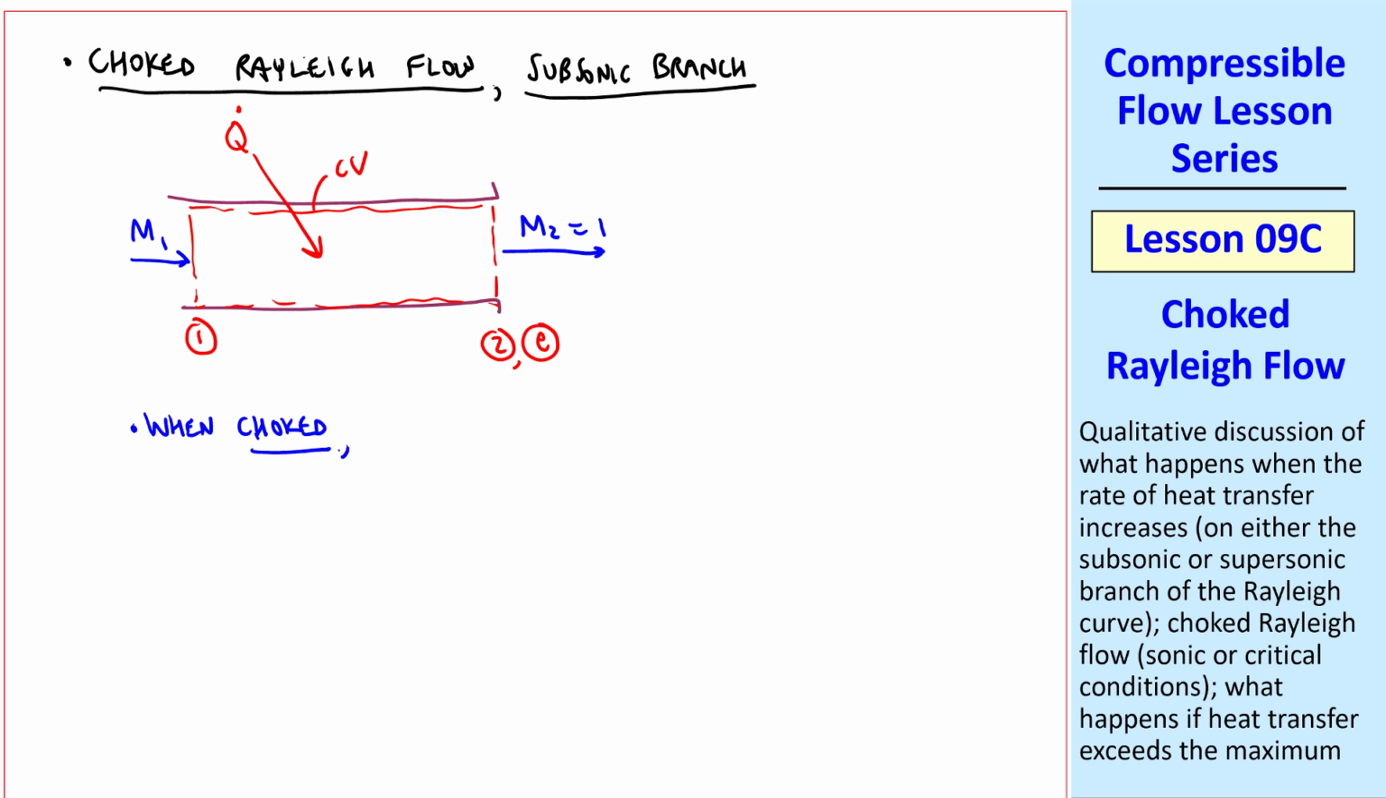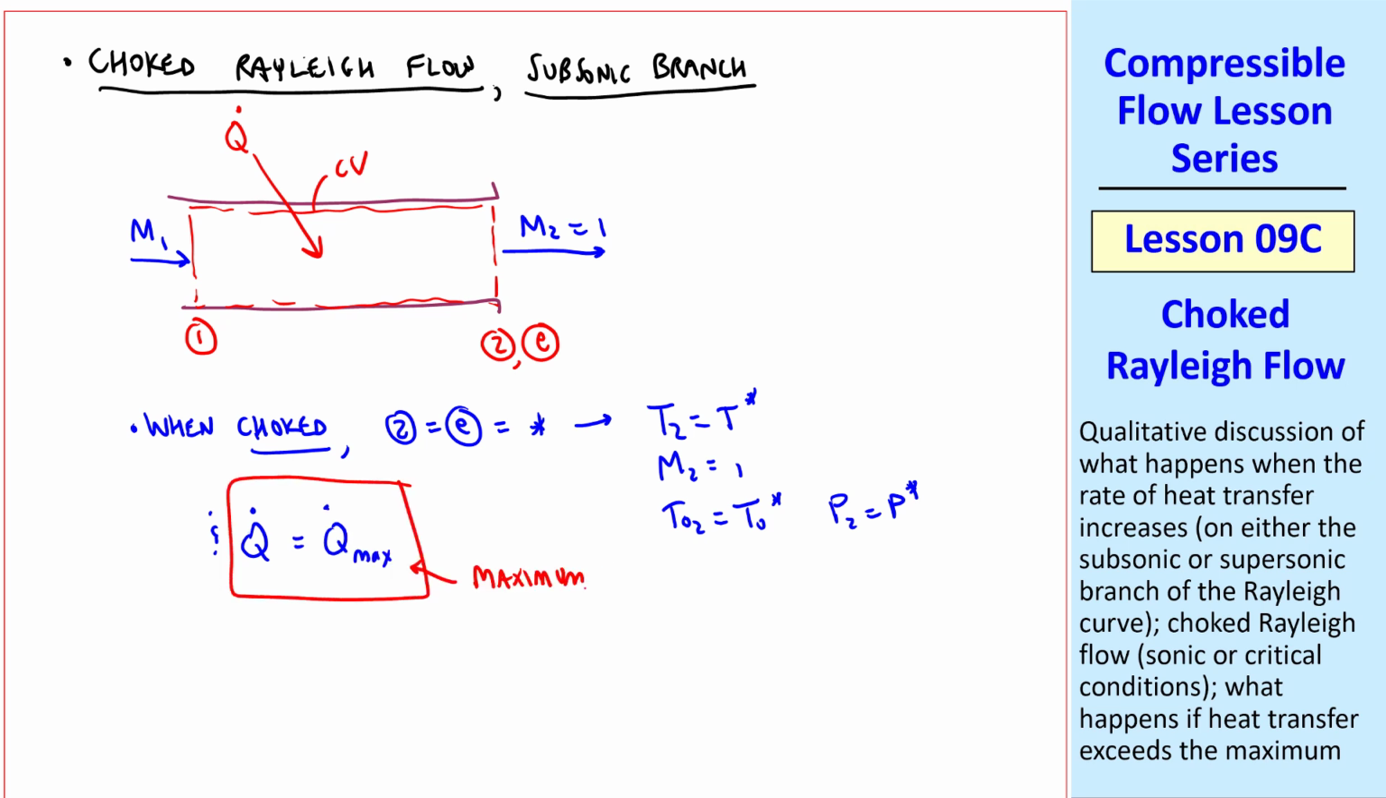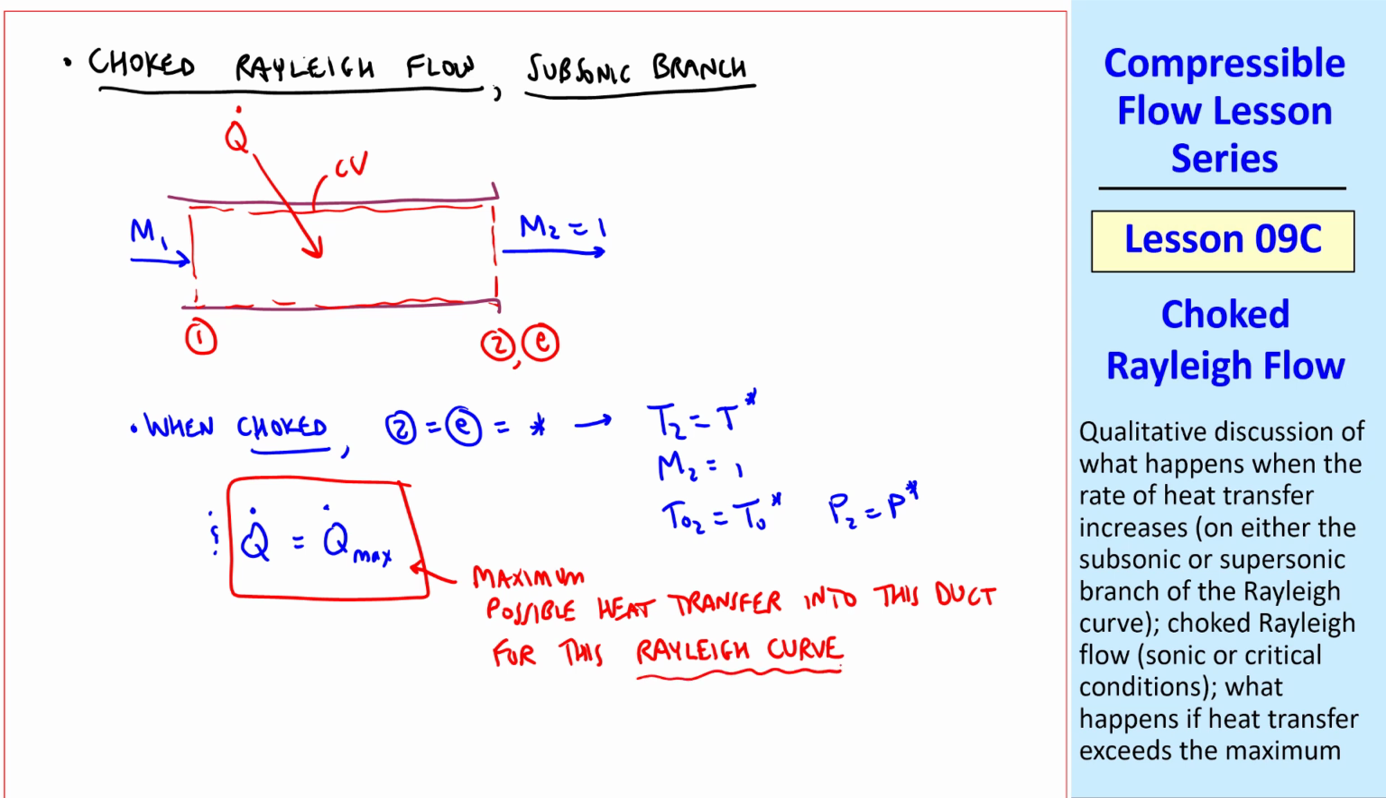When the flow is choked, state 2, or state E, is the sonic or critical condition, so T2 is T star, M2 is 1, and other properties like stagnation temperature, pressure, etc. are all critical conditions or sonic conditions. And the heat transfer rate, Q dot, is Q dot max. This is the maximum possible heat transfer into this duct for this Rayleigh curve, noting that the Rayleigh curve itself depends on the conditions of the gas at location 1.